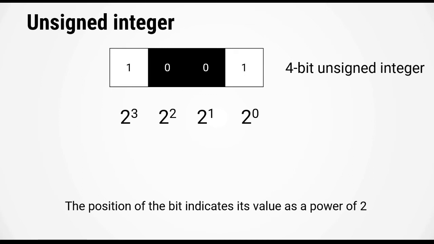So this integer here, 1001, is equivalent to 1 times 2 to the power of 0, plus 0 times 2 to the power of 1, plus 0 times 2 to the power of 2, and 1 times 2 to the power of 3, which is 1 plus 0 plus 0 plus 8, which equals 9.